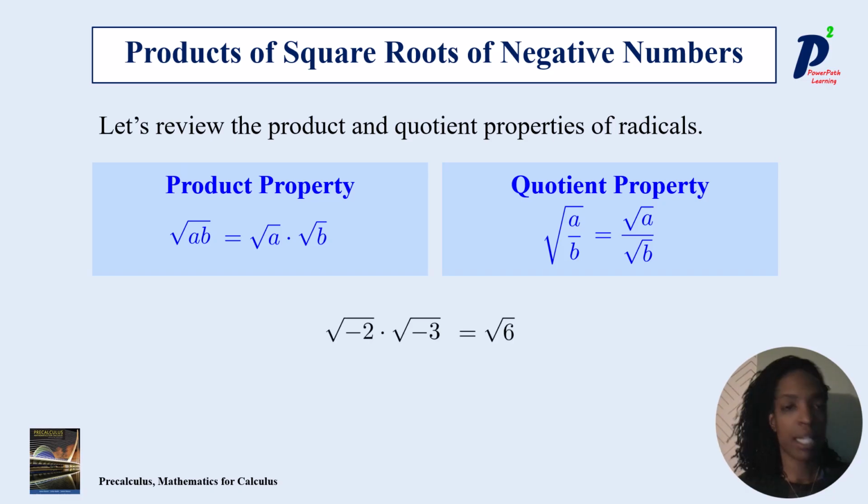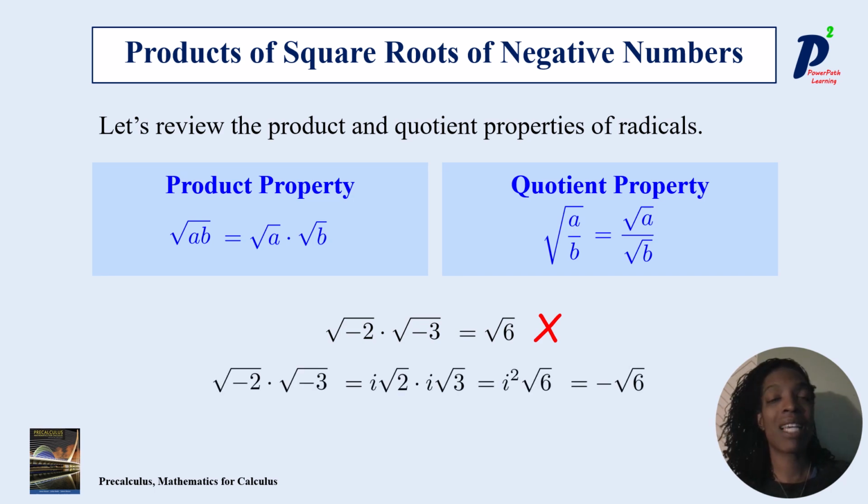We have to be careful with this, okay? If you have two numbers underneath your radicals that are negative, for example, the square root of negative 2 times the square root of negative 3, we have a problem. We can't apply this rule. It's tempting to make that the square root of 6, but it's wrong. What we should do is simplify each square root and then multiply our answer. So the square root of negative 2 times the square root of negative 3 is actually i square root of 2 times i square root of 3, which is i squared square root of 6, which is negative square root of 6.